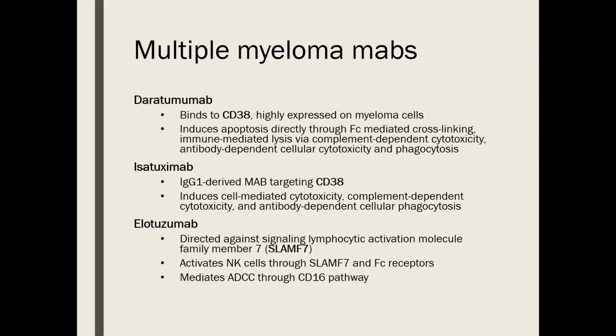So it really covers kind of the spectrum of what a monoclonal antibody can do for you with regard to cell kill. Isatuximab is kind of its cousin. It also targets CD38, and it does so via cell-mediated cytotoxicity, complement, as well as phagocytosis. And elotuzumab is sort of the distant cousin, where it's targeting a different expression within myeloma, which is SLAMF7. It actually activates NK cells through SLAMF7 activation and mediates antibody-dependent cellular toxicity through the CD16 pathway.